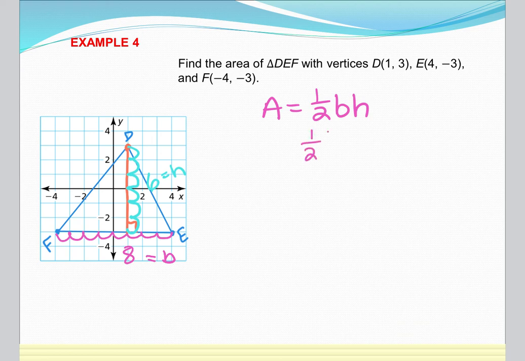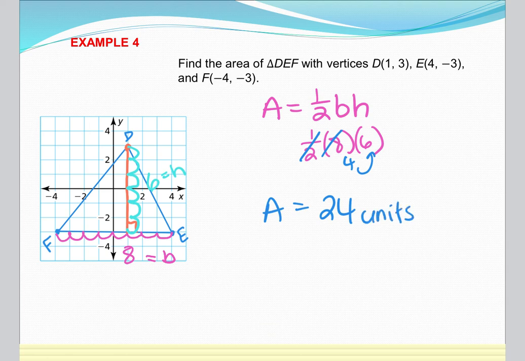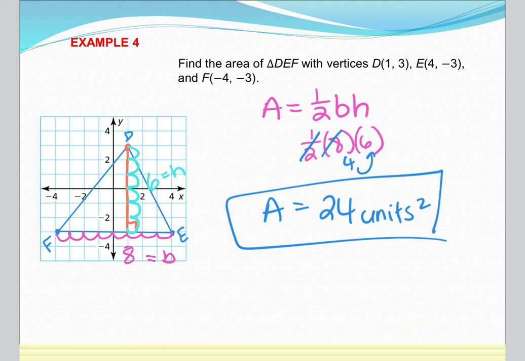So 1/2, base is 8, height is 6. And you could do this several different ways. I could cut the 8 in half and then multiply it times the 6. I could cut the 6 in half and then multiply it times the 8. Or I can multiply 8 times 6 and then cut it in half. So you get to choose. I tend to, if it's even, go with the first one and then multiply it, and it's 24. It doesn't have a unit on it, so you can just put units squared because that's your generic unit, okay? If it said centimeters, inches, whatever, then that would be that measurement squared.